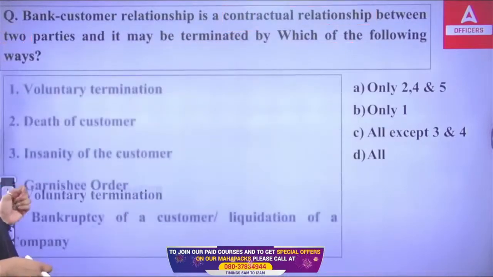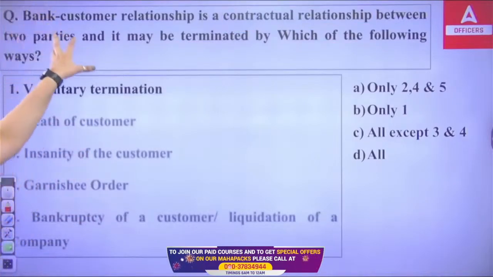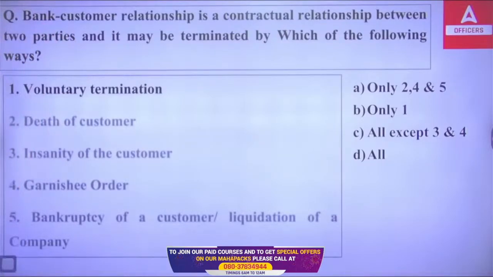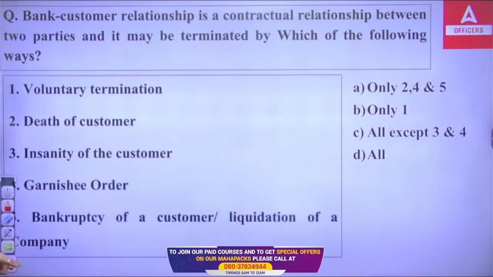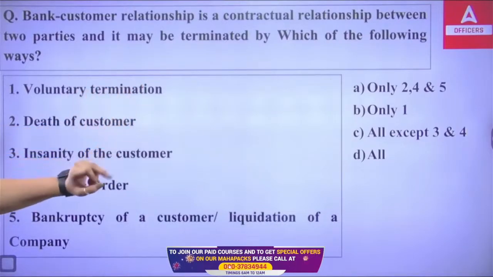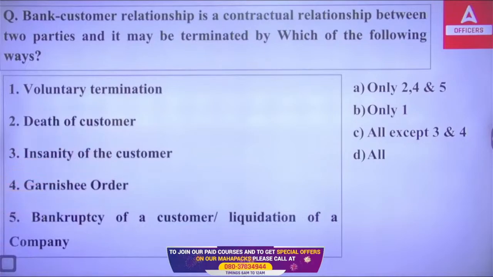If you want to terminate, the termination of the contractual relationship between a bank and a customer can be done in which condition? In which ways can it be done? So first we have voluntary termination, death of customer, insanity of the customer, garnish order, bankruptcy of a customer, liquidation of a company. So in which of the conditions will the termination of the contractual relationship between a bank and a customer be done? Only 2, 4 and 5, only 1, all except 3 and 4, all. Let me know which of the following is correct. A, B, C or D.